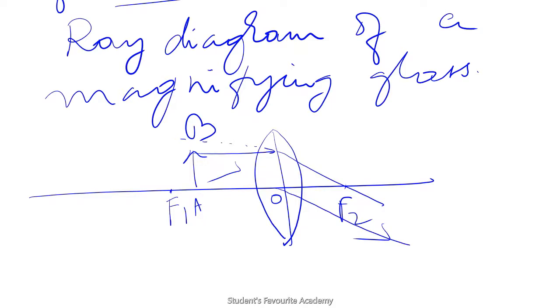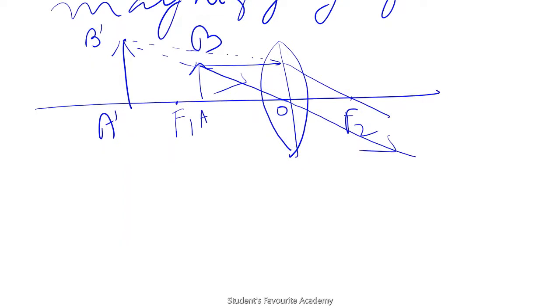When you produce them backwards, they meet at this point. So this is the magnified erect virtual image of the object AB. Then magnifying power.